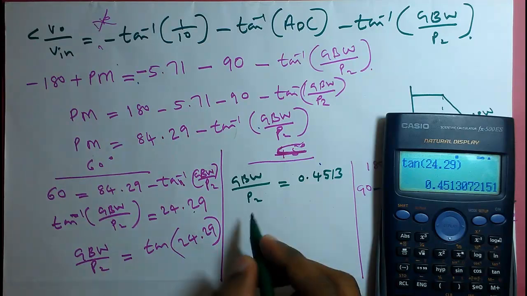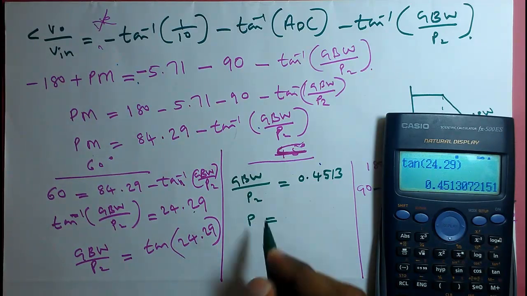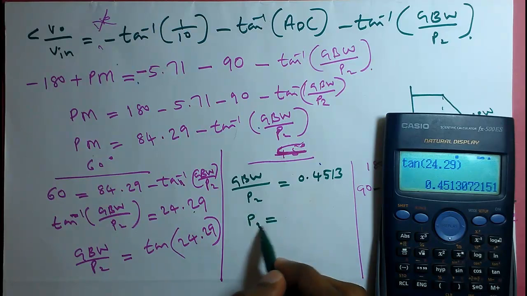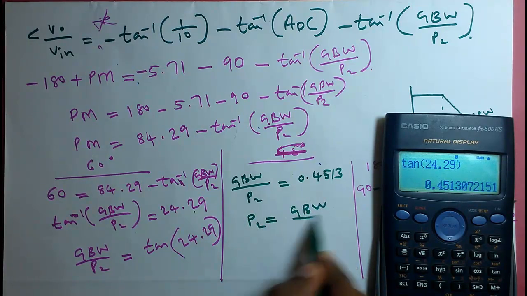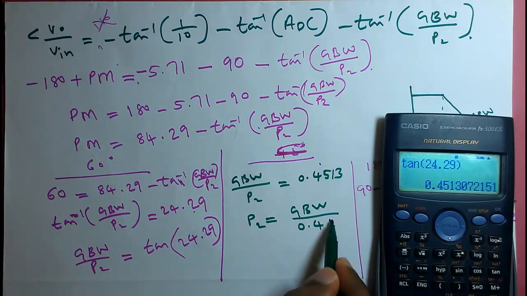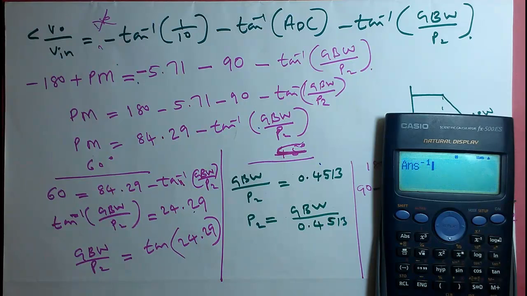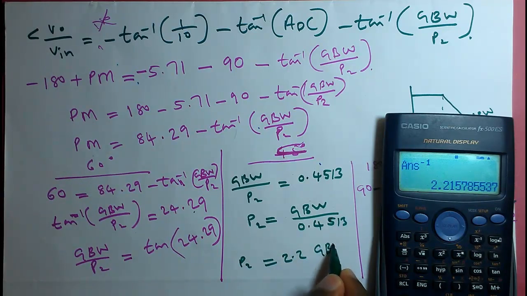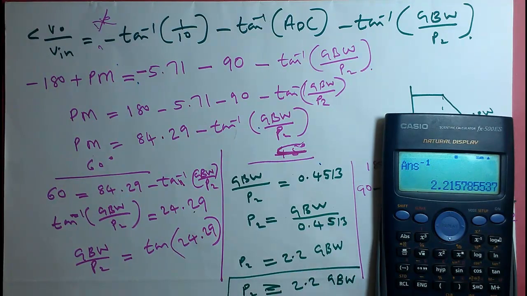Now we want P2. So P2 we can write as gain bandwidth divided by 0.4513. The inverse of that value is 2.2. So P2 is 2.2 times gain bandwidth. So if you want a phase margin higher than 60 degree, you have to make sure that the second pole is greater than or equal to 2.2 times of gain bandwidth. So this is the condition for having 60 degree phase margin.